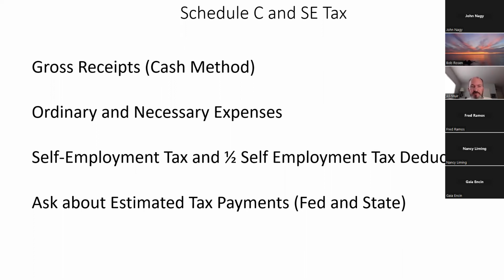Well, because I received it in 2019, and that's called the cash method, cash basis, I had to report it on my 2019 return. And thankfully, I hadn't filed my 2019 by then. And so I was able to file and report all of my gross receipts.